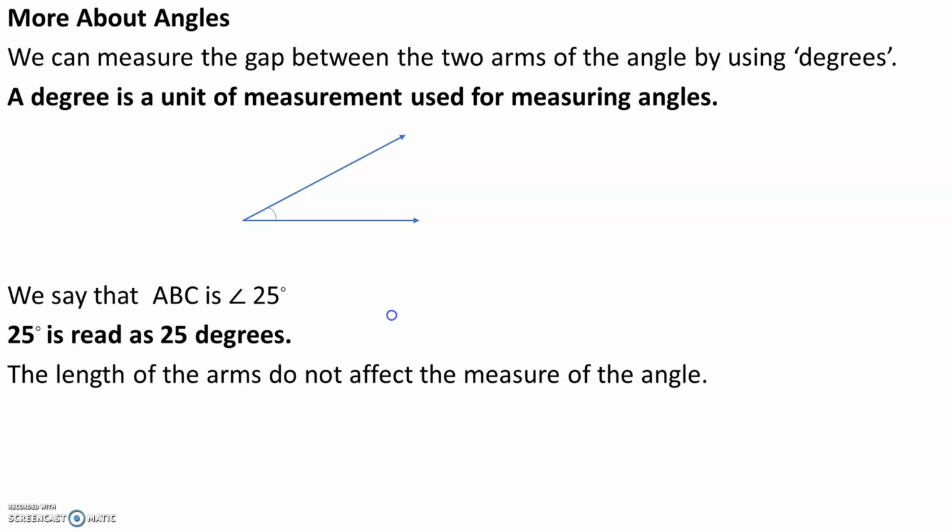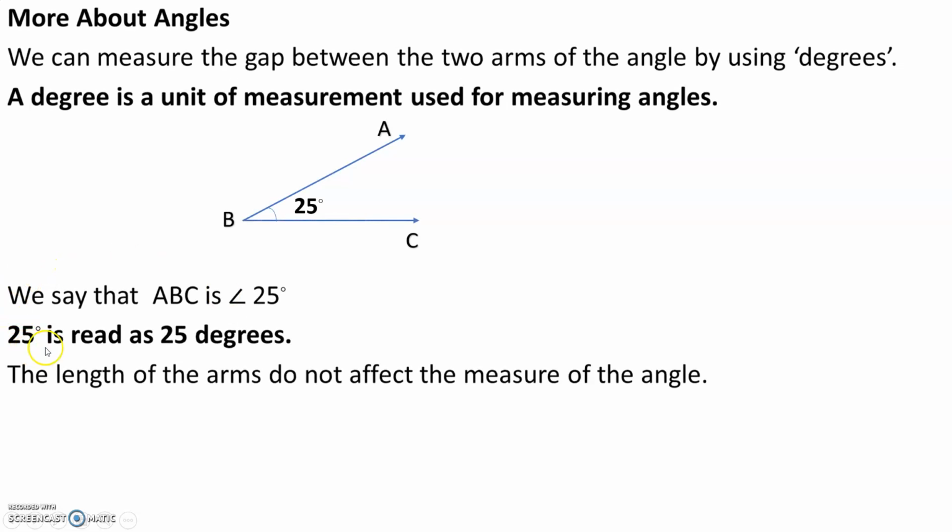So this is an angle ABC, and it is 25 degrees. So we say that angle ABC is 25 degrees. 25 degrees is read as 25 degrees. Instead of writing the full spelling of degree, we can just put a small o on top. The length of the arms does not affect the measure of the angle.